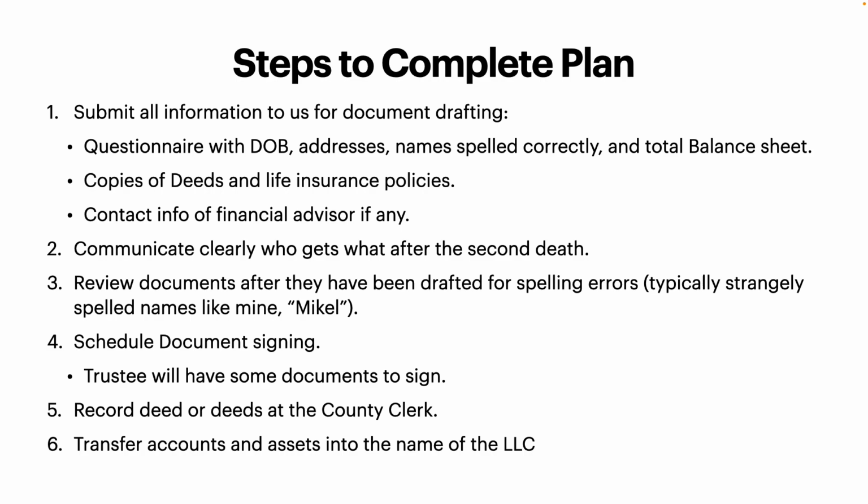Once we have drafted the documents, you need to review them and make sure we've spelled every name right. Our most typical spelling error is some strangely spelled name, like my own. My name is Michael, and I spell it Mikel, but that's not typically what you would guess. So we need to make sure all the names are spelled correctly. Then we need to schedule the document signing.